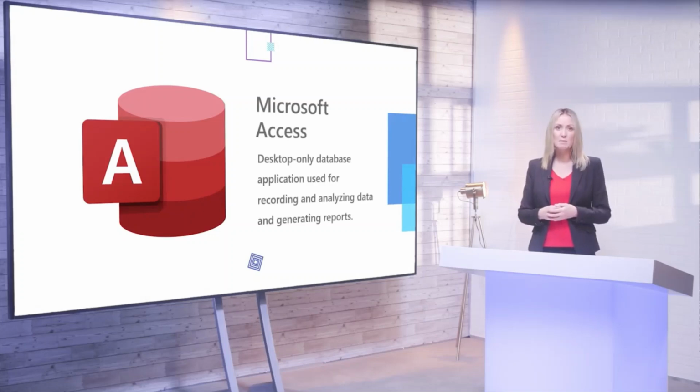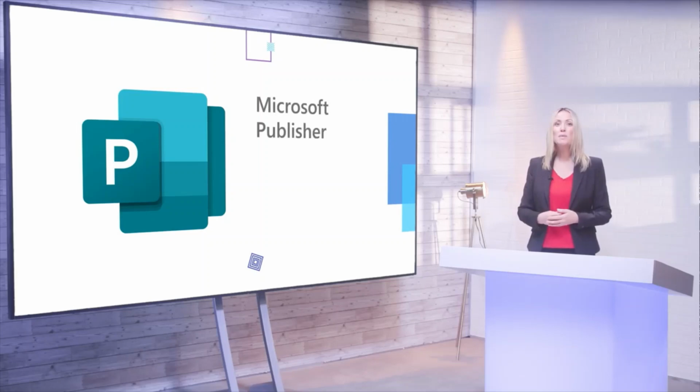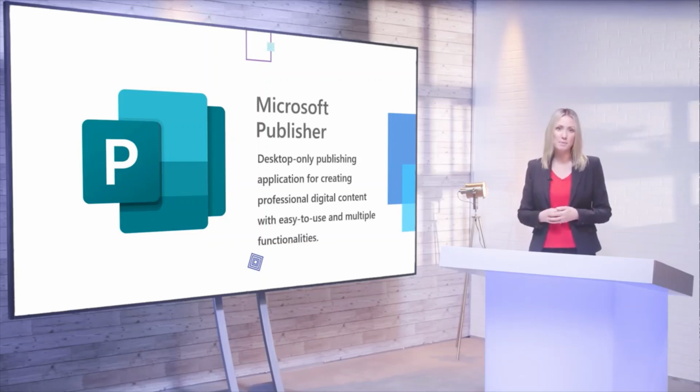Microsoft Access is Microsoft's database application. You can use it to enter, edit, and analyze data. Access also generates reports based on the data in the database. As of the latest updates, Access is only offered as a desktop app. Microsoft Publisher is Microsoft's desktop-only publishing application. It's used for creating professional digital content. With Publisher, you can design documents like event posters, newsletters, postcards, and even brochures with a range of easy-to-use functionalities.